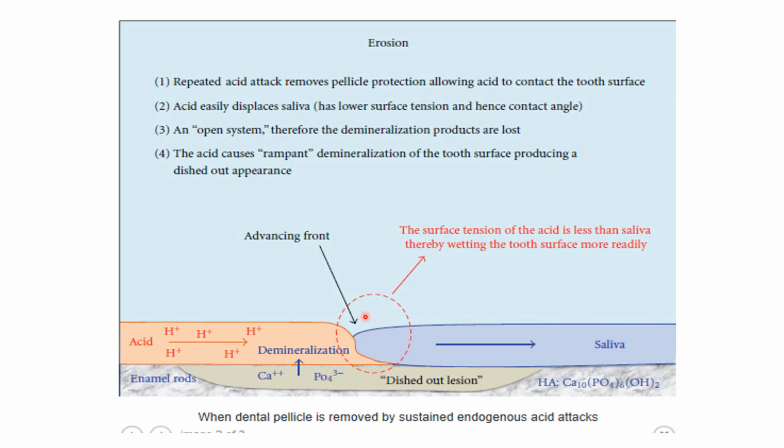When the acid is in ample amount for ample period of time, then it can easily displace the saliva, the protective layer of the saliva, or the buffering action of the saliva, that is removed due to the lower surface tension of the acid, and it attacks the surface and removes the ions and causes demineralization. And the acid causes rampant demineralization of the tooth surface, producing a dished out appearance. A dished out appearance is formed, that is also like a polished appearance, and importantly, leaving a thin enamel layer closest to the gingival margin. That is the landmark of the tooth erosion process. So this is the whole process.